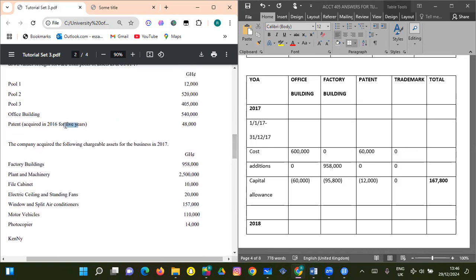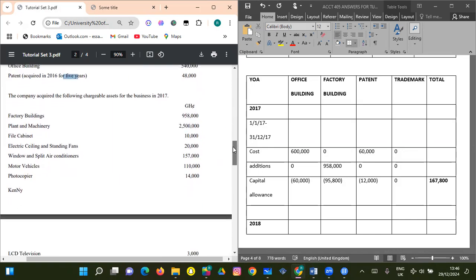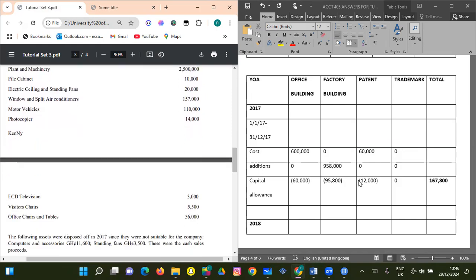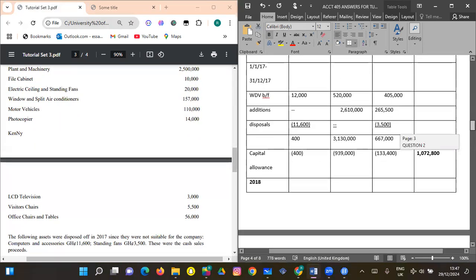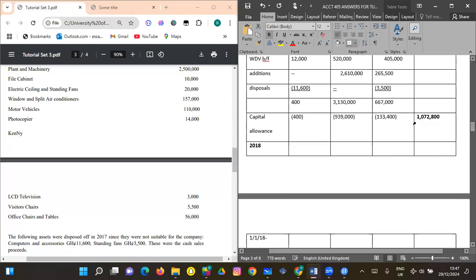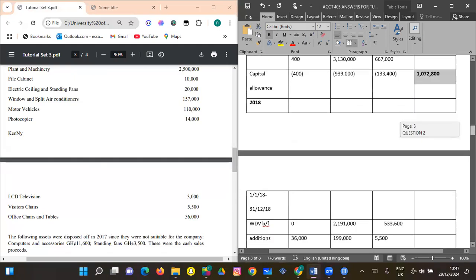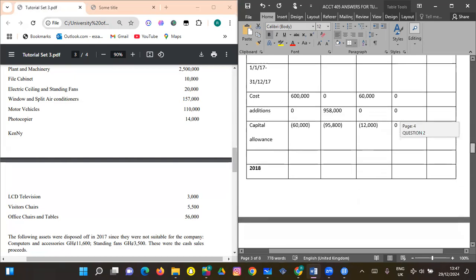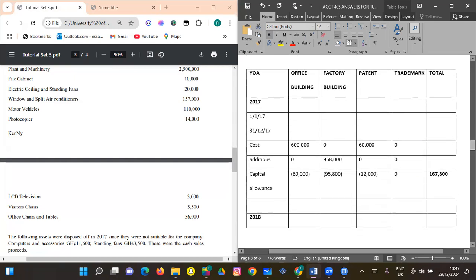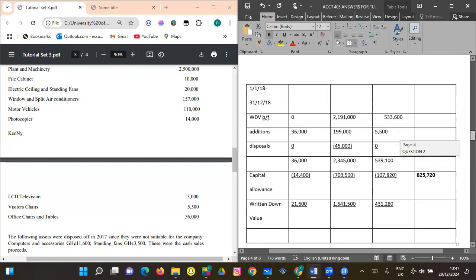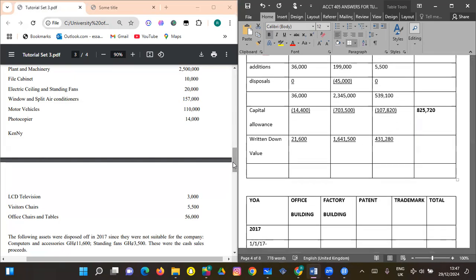A 5-year lifespan. So that's what we are having here. Divided by 5, we get this. So now we add all of this together. Now if we want to know the capital allowance for the year 2017, it is this plus this, and we get our total capital allowance for the year 2017, right? So now we go to the year 2018.